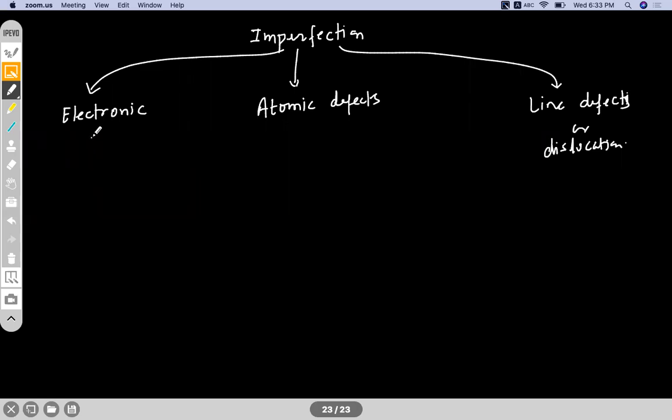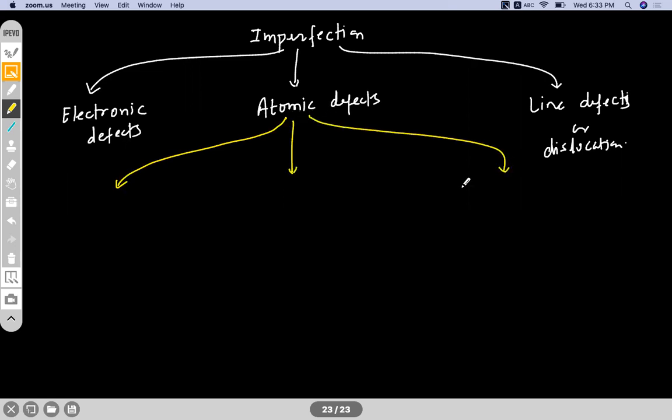Atomic defects or electronic defects, like I said, this one is because of the movement of electrons, and this one is because of the movement of atoms or ions. This atomic defect is further classified into different categories. We'll write down everything here, but we'll discuss only a few things which are important. You can go through NCERT, it's given over there. You can just read once, these things are not much important. What are the important things? I'll tell you.